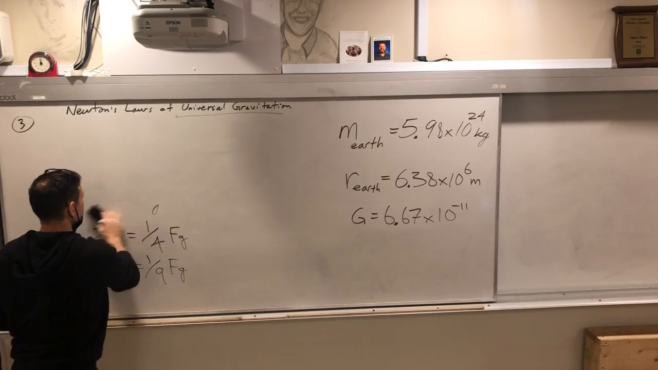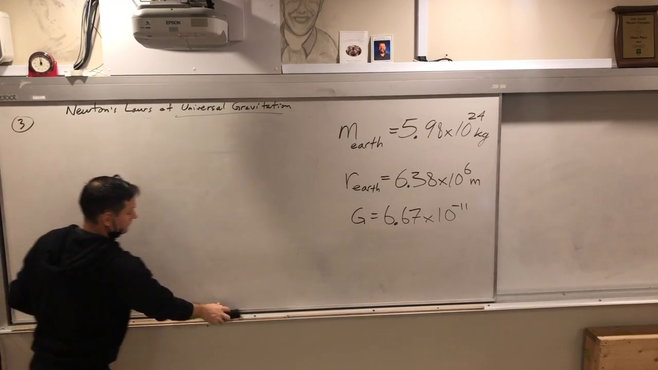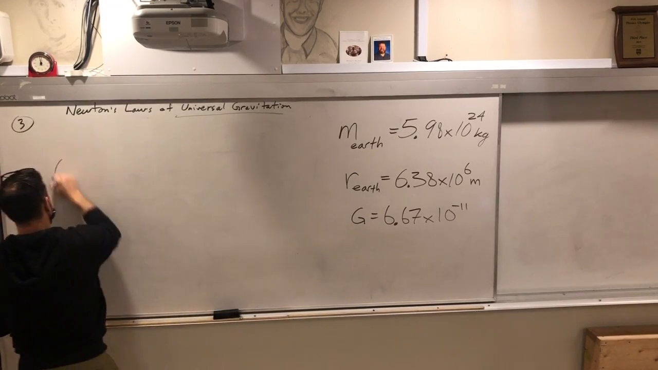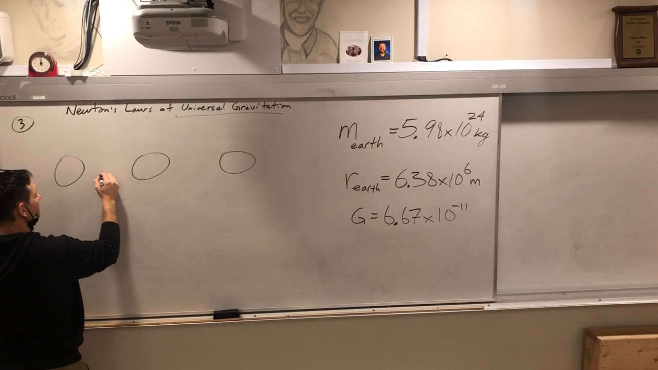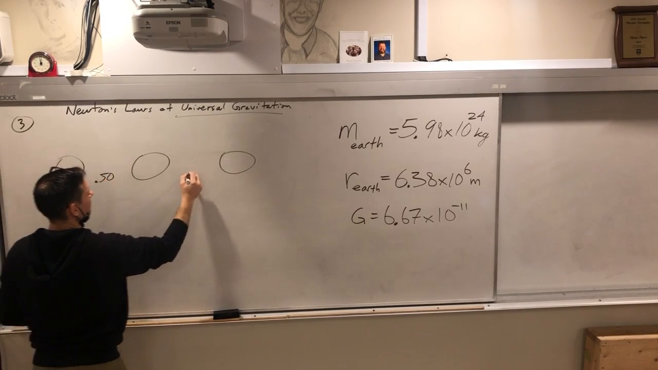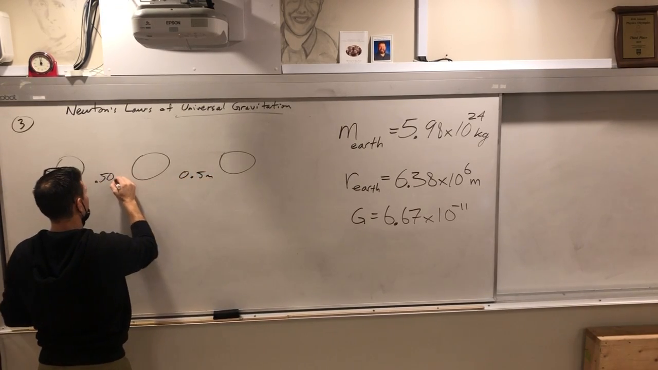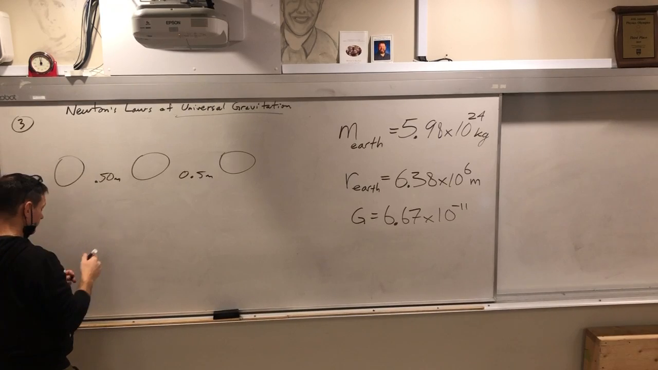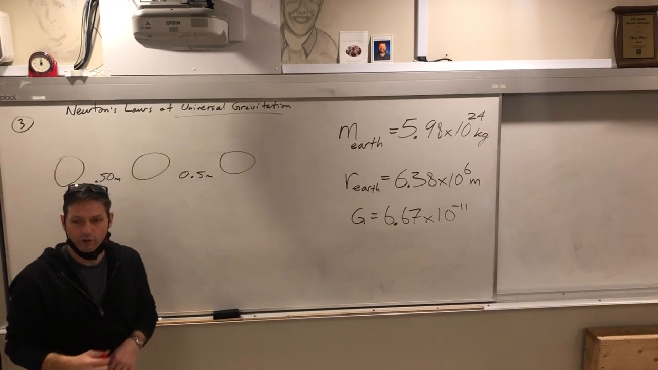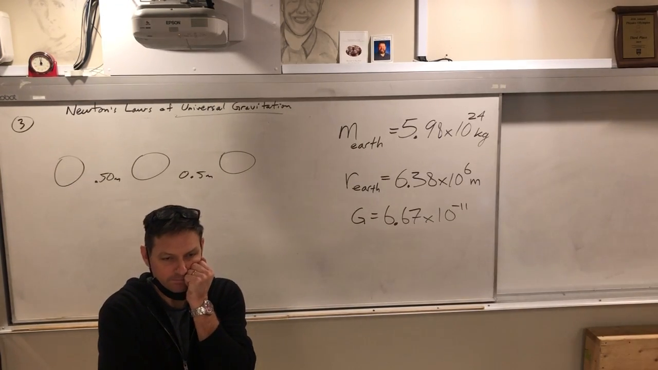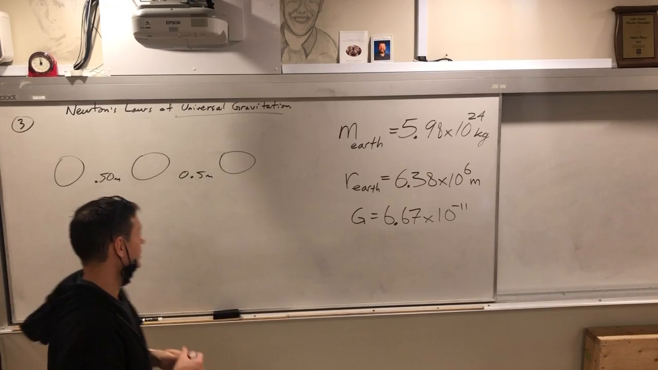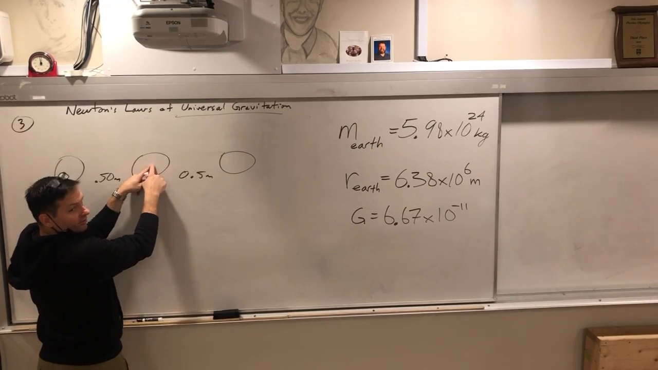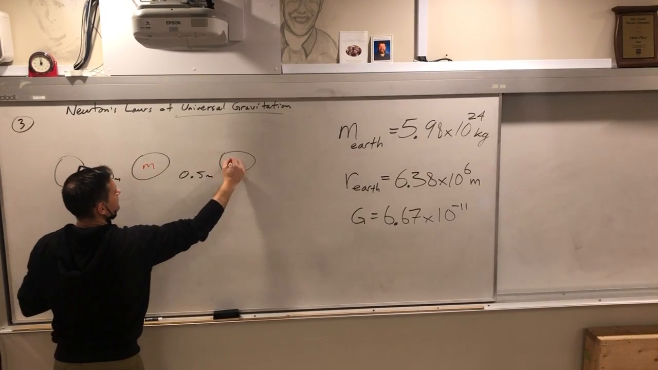Number 10, what does number 10 say? 3 objects, each with a mass of 10 kilograms, are placed in a straight line 50 centimeters apart, so that's 0.5 meters. And then what is the net gravitational force on the center object due to the others? Is force a vector? Yes. So does direction matter? Yes.